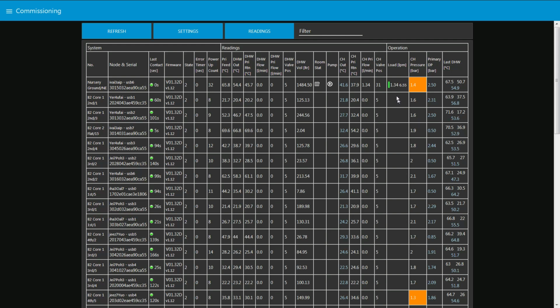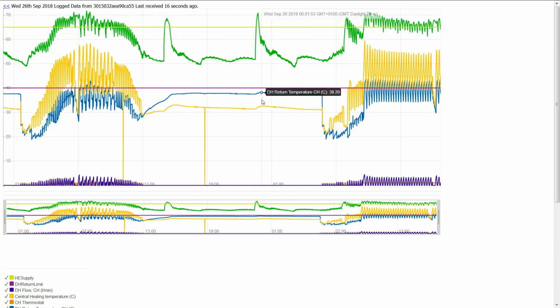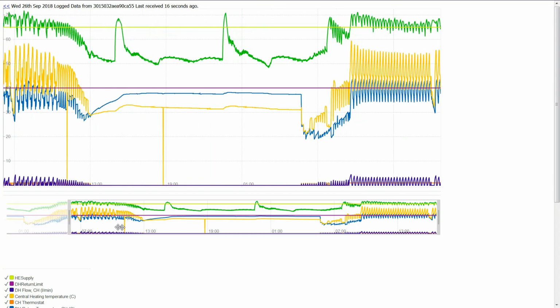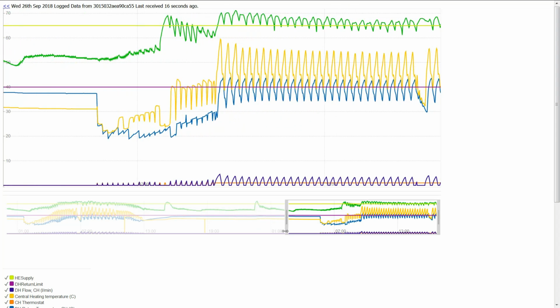Now we can further drill down into information. So the central heating output here has a link to a further historical graph. This graph is showing us what the central heating has been doing in this property. We have the return temperature limit and the central heating maximum supply temperature. We have the supply off the heat network, the central heating being fed out to properties, the return temperatures, and we have the flow on the heat network. Now if we zoom in, it allows us to also see whether the central heating thermostat is calling.